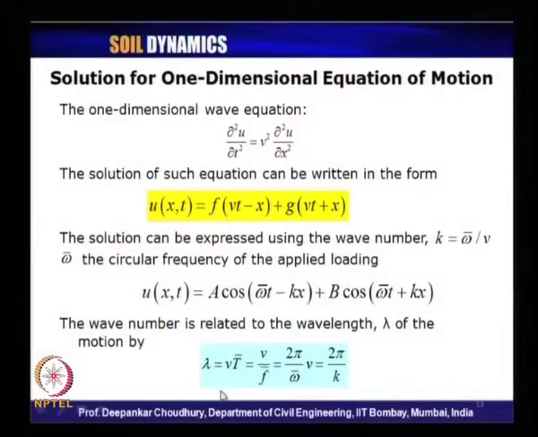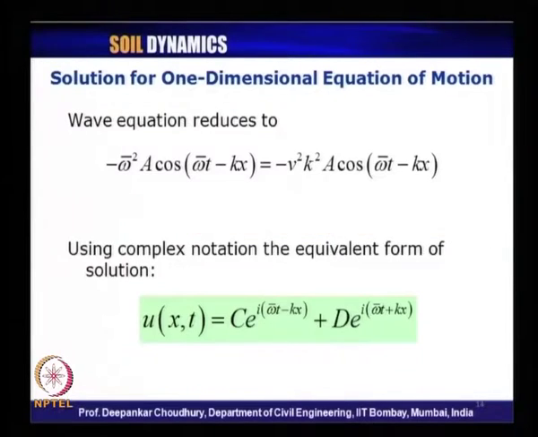If we look at this slide, you can see here lambda is nothing but v times T, what I have written just now, v by f, 2 pi by omega times v, it is equal to 2 pi by kappa. So, the same relation between T and omega holds good for lambda and kappa, that is wavelength and wave number. So, the wave equation, if we put in this form, it takes a shape of this, and using complex notation the equivalent solution can be written in the form of a wave number like this.